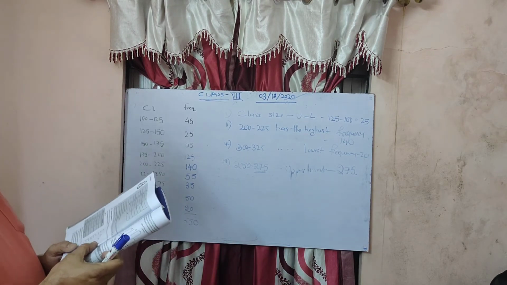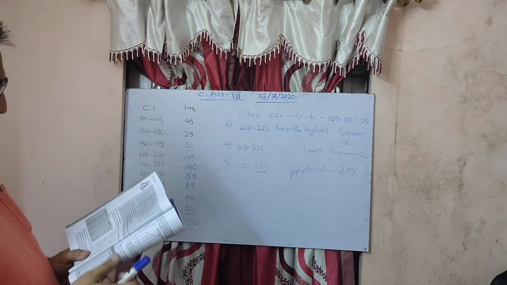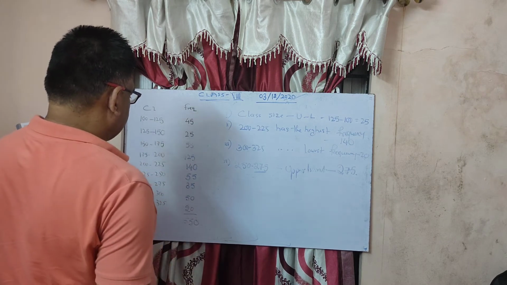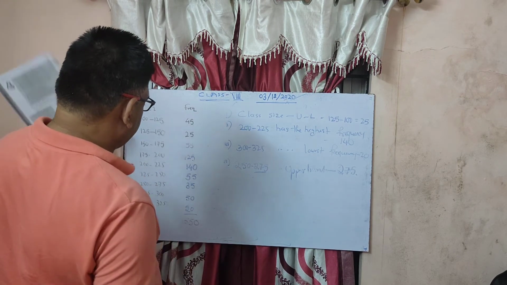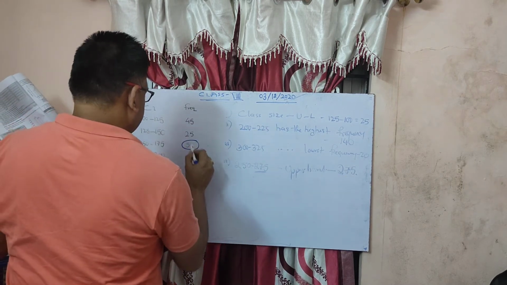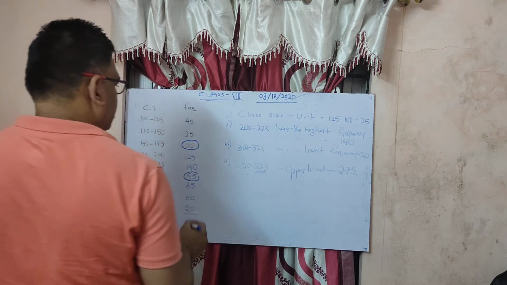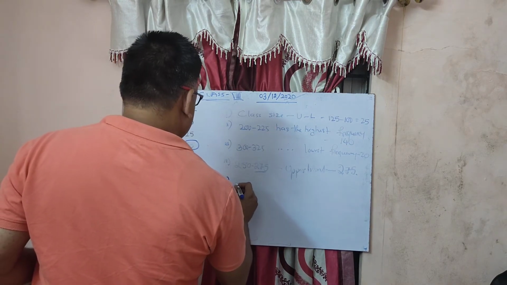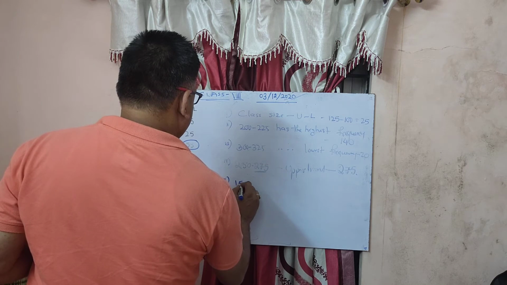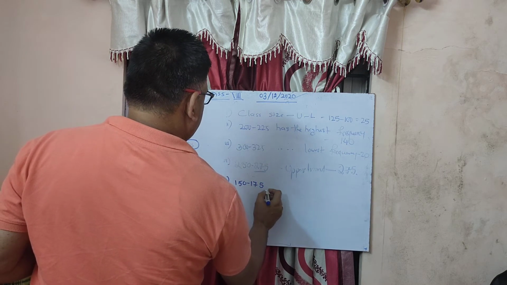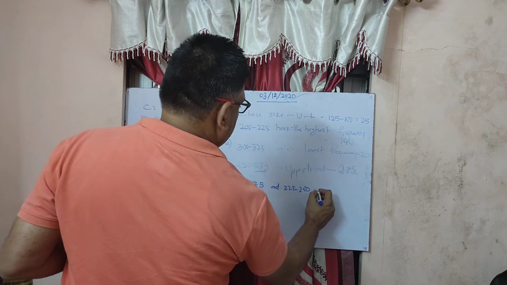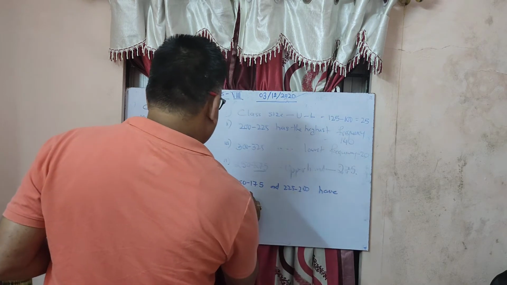Okay, the next question. Which two classes have the same frequency? Now, can you see any numbers which are repeated? Now you can see this and this, they are repeated. So the fifth question is, which two classes have the same frequency? The first one is 150 to 175 and 225 to 250, they have the same frequency.